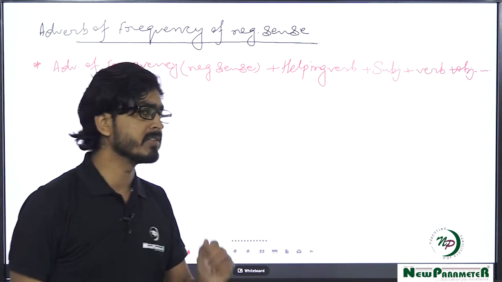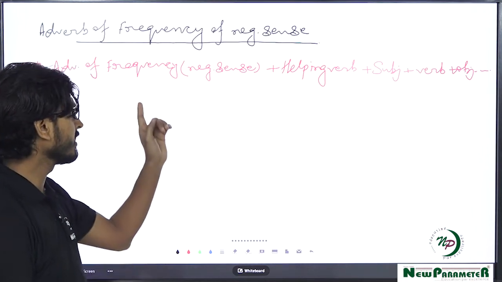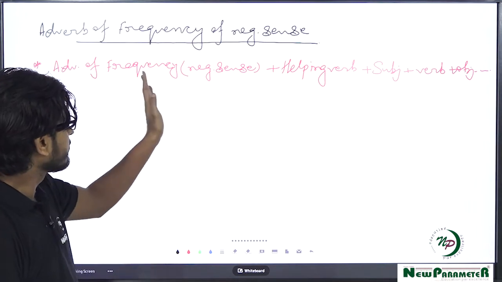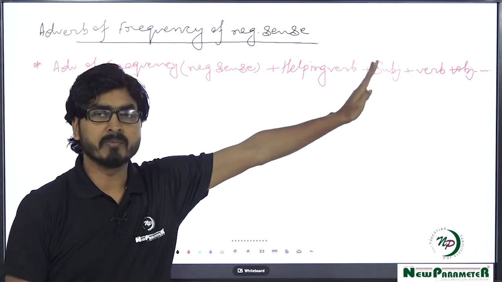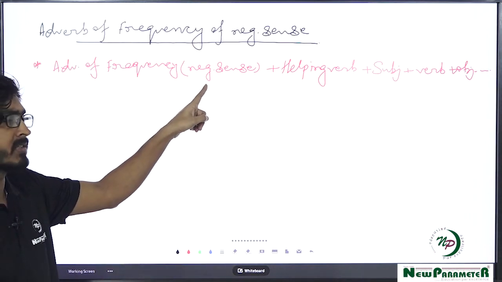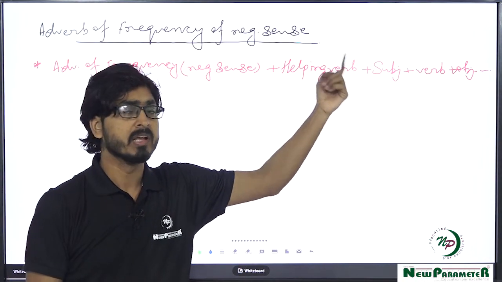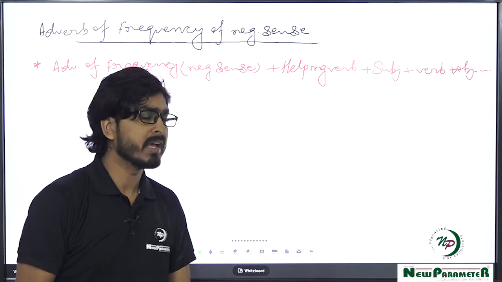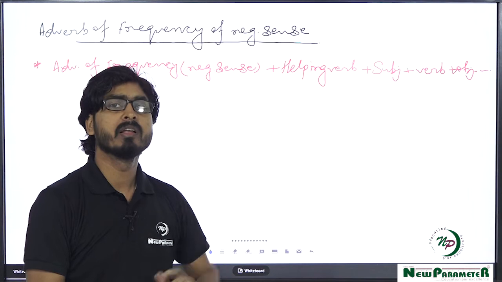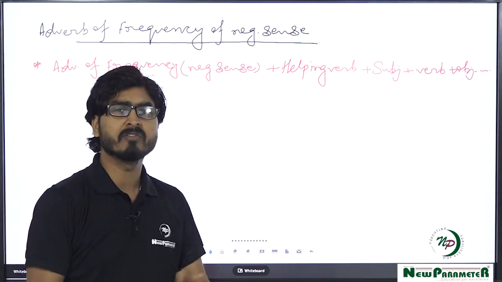The only difference is what? Whenever we use an adverb frequency of positive sense at the starting of the sentence, we have seen recently that after this one, we have to use a subject then helping verb. But what happens when we use any adverb frequency of negative sense? After this one, we have to use a helping verb then subject. But don't get confused that, sir, we have used helping verb just before subject, so the sentence will become interrogative. But not like that. It is the case of inversion.